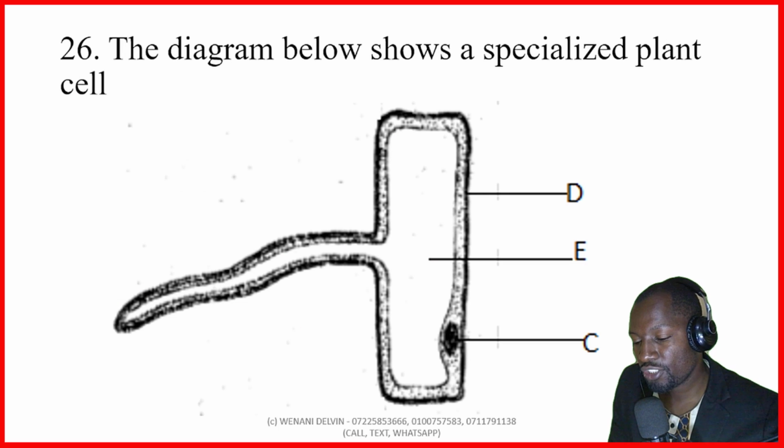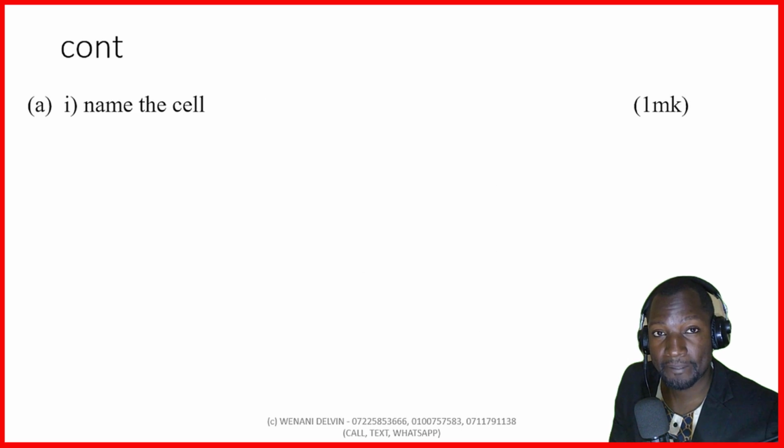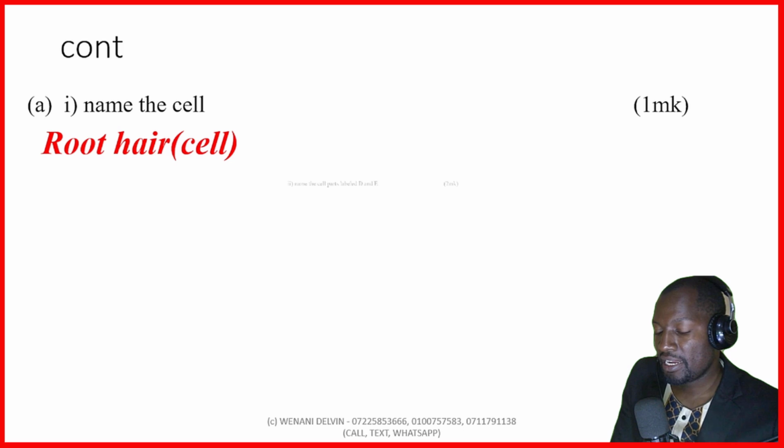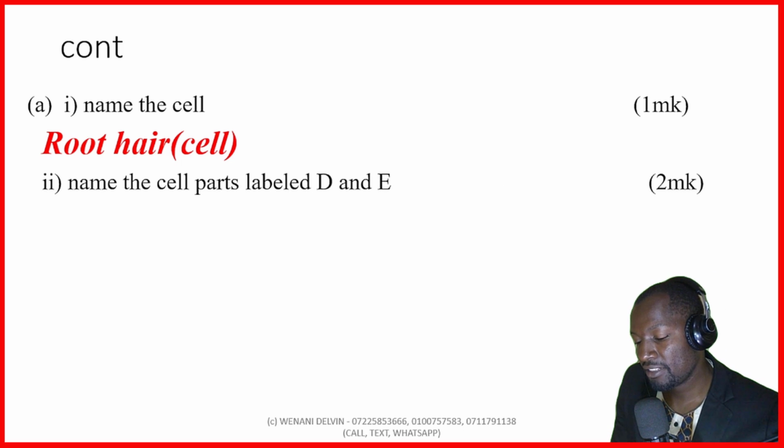The diagram below shows a specialized plant cell. You can look at that one. Question, name the cell. And therefore the cell is a root hair cell.